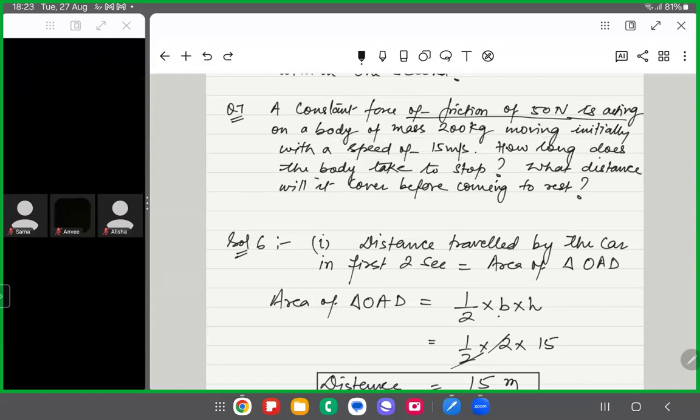Right. So very first we will write down what is given. So what is given in this question? If you can see here, this is the force of friction, right? Force of friction is 50 Newton. Mass of the body is 200 kg. M is given, right? And it is moving initially with a speed of 15 meter per second, means U is 15 meter per second, right? Are you getting that? Okay. So write down.